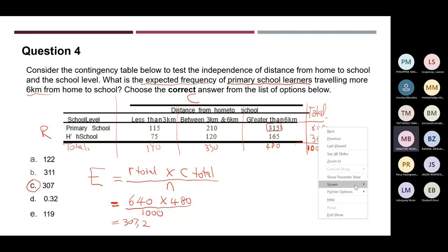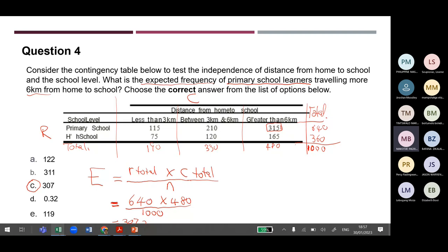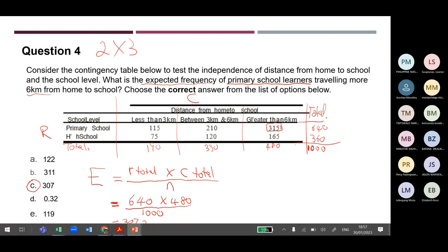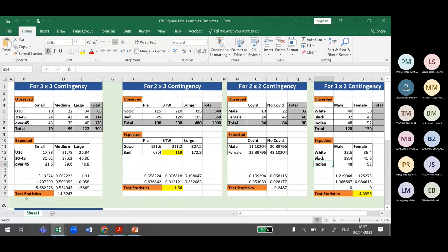Alternatively, you can use your template. So let's do that. First, we need to identify the type of contingency table that we have. We have two rows and three columns, so it's a 2x3 contingency table. Please remember not to count the total columns as well; only the data columns count. So we look for a table that has two rows and three columns, and it is this second one. We can change this to primary and high school.